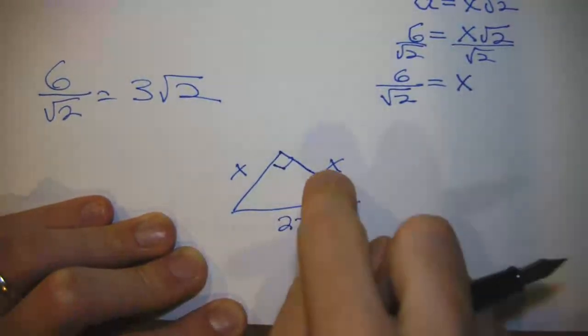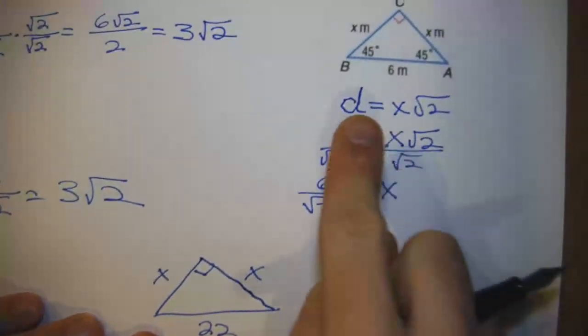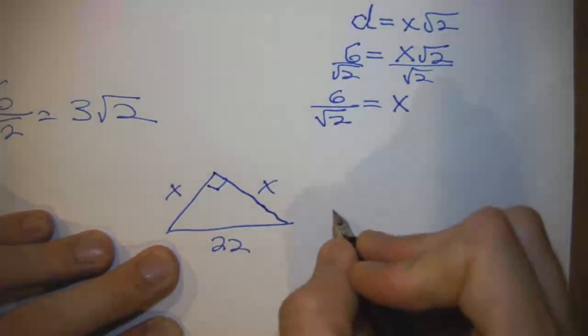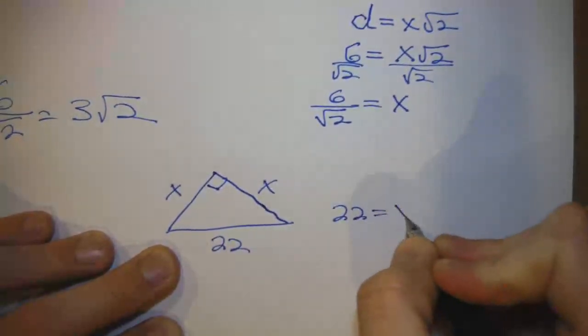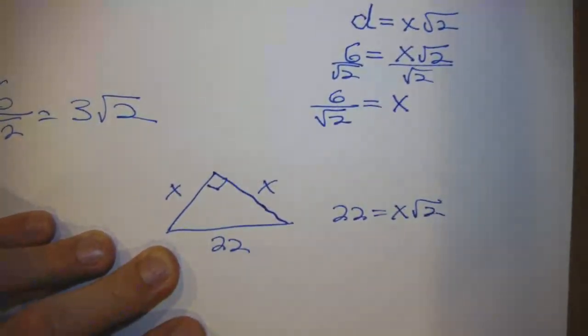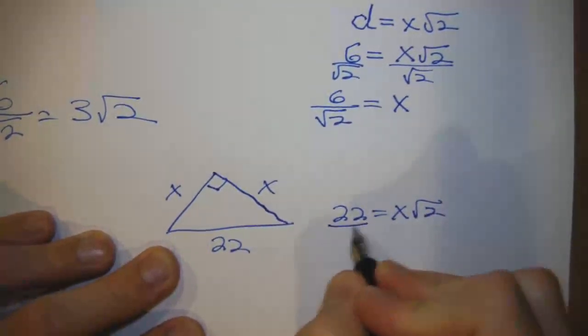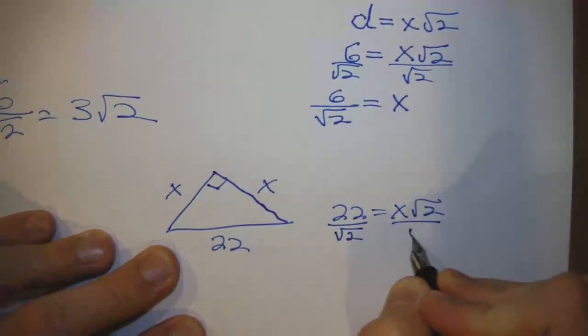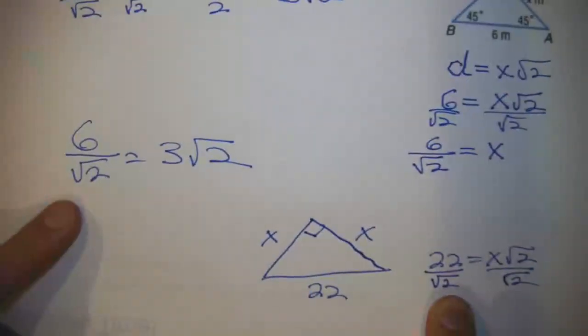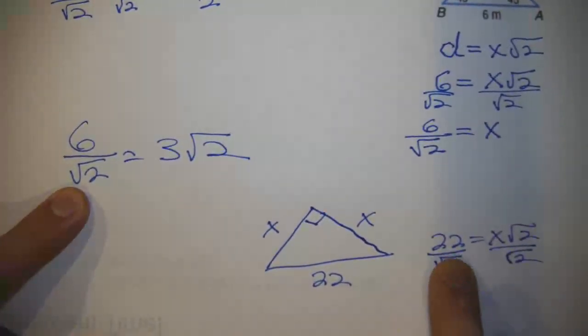22. Let's see what we can do. Well, notice if I plug 22 in, just like we did here, I would get 22 equals x radical 2. That means dividing both sides by radical 2. And what do you know? We're right back into the same position we started in. The only difference is the number.